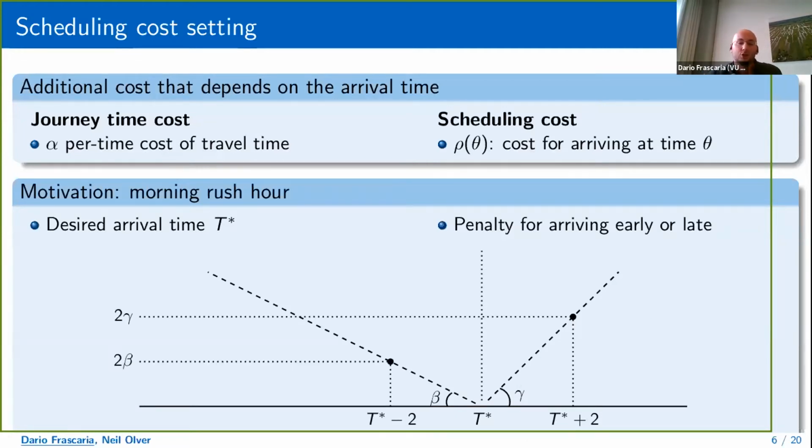So the motivation for this scheduling cost setting arises from the morning rush hour. Here everyone wants to arrive at the office at T star, but if they arrive earlier or later, they pay a penalty. And usually the penalty for arriving later at work is bigger than the penalty for arriving earlier. So you can think of T star as like 9 a.m. in the morning.